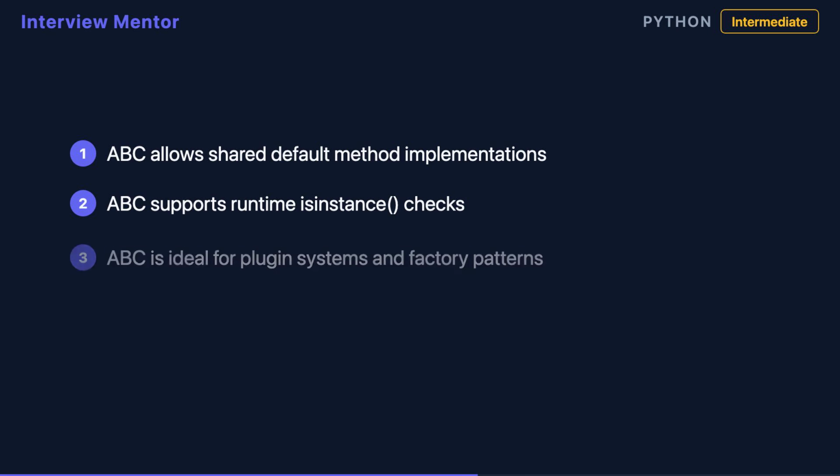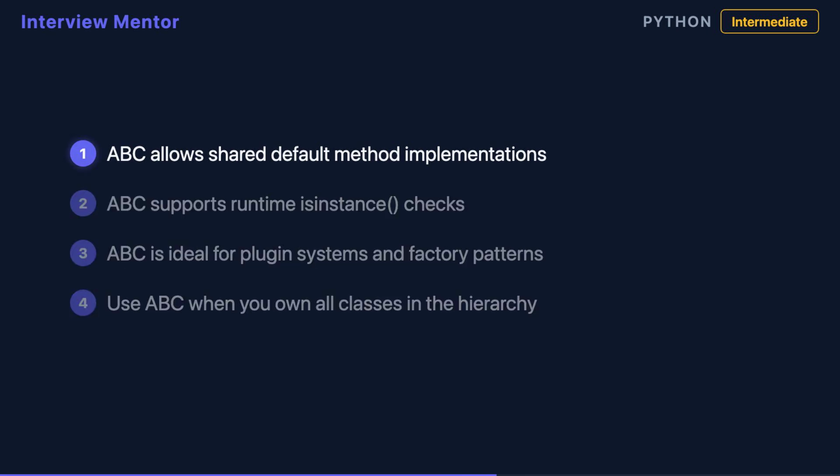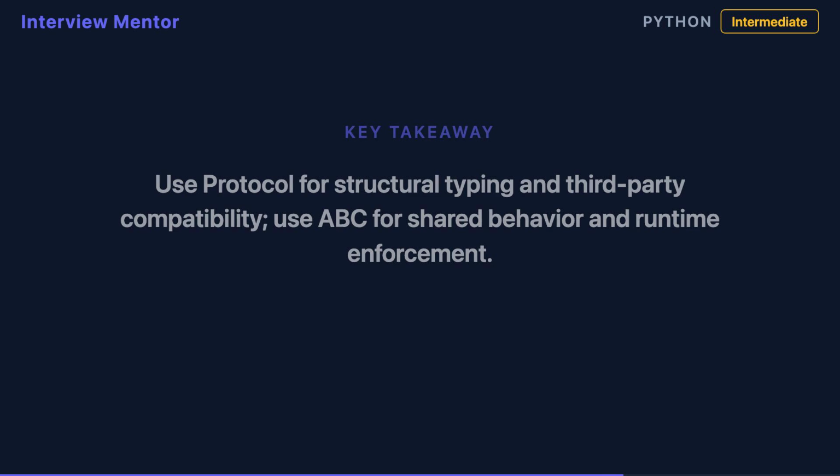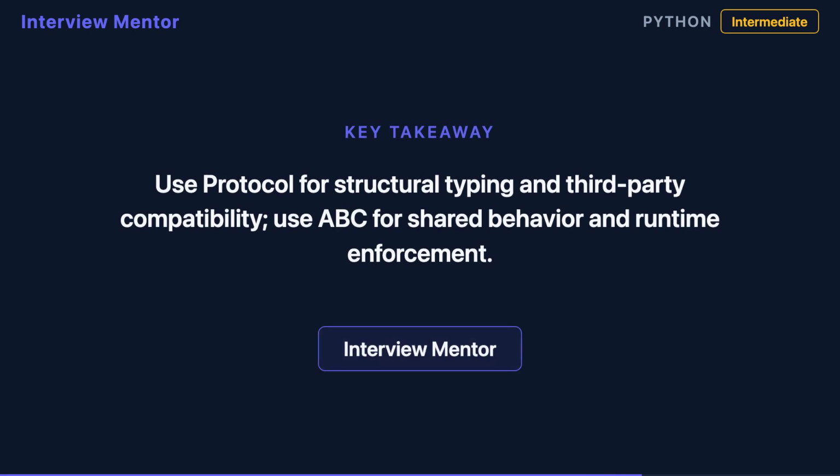Choose ABC when you need shared default implementations that subclasses can inherit. Protocol cannot do that. ABCs also support runtime instance checks, making them ideal for plugin systems and factory patterns. If you own all the classes and need enforced runtime contracts, ABC is the stronger choice. Use Protocol for structural typing and third-party compatibility. Use ABC for shared behavior and runtime enforcement.